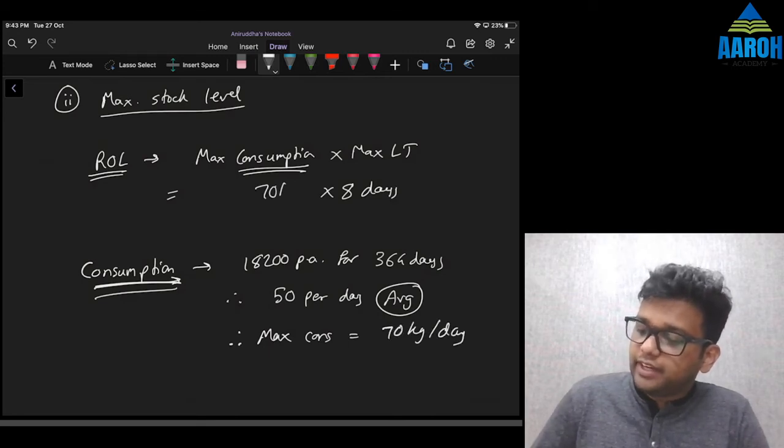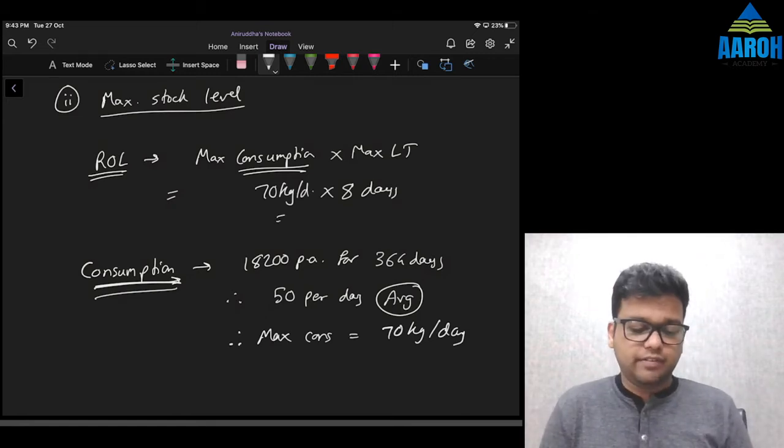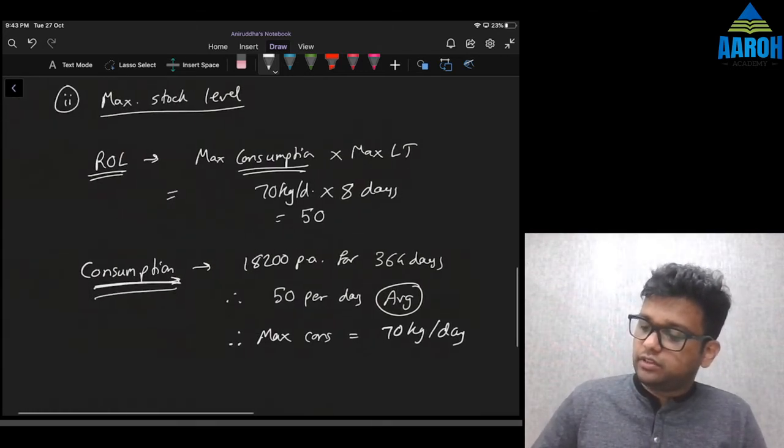That is what we'll take here, 70 kgs per day into 8 days. So that gives us what? 70 into 8, 560. 560 kgs is reorder level.